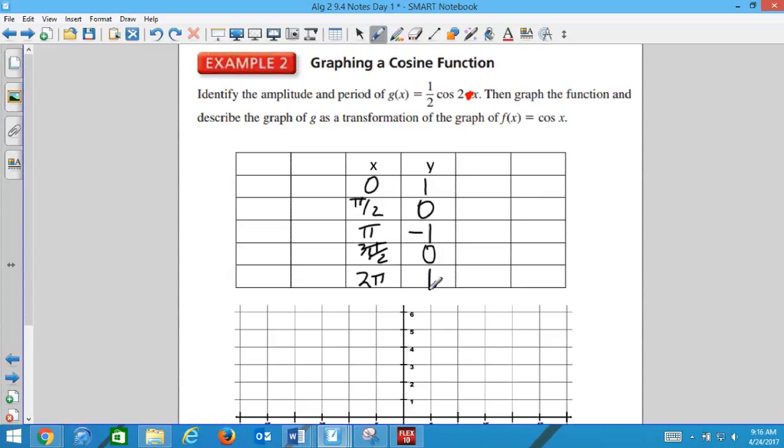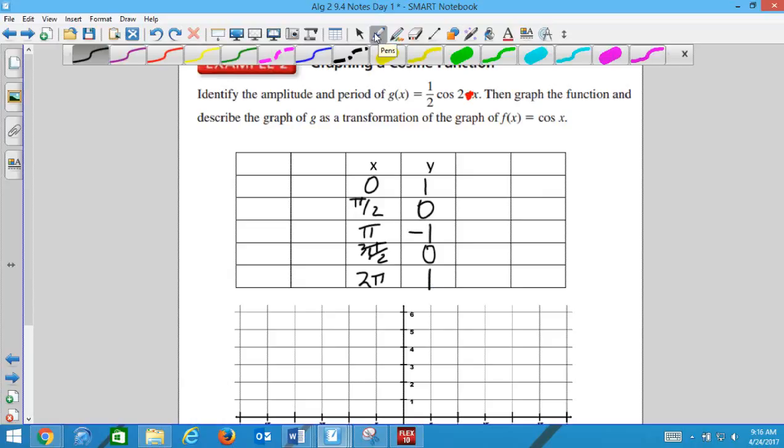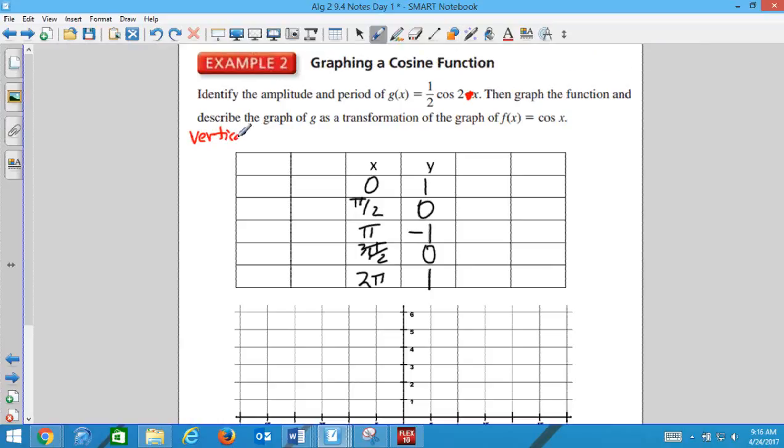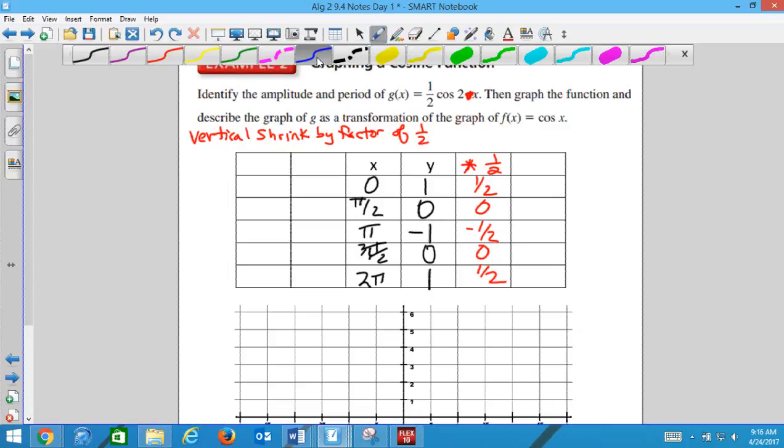Then we're going to look at our transformations. So we have a 1/2 in front. What does it mean if it's in front? It's vertical, but it's a half. Vertical shrink by factor of 1/2. So I'll take my y values and multiply by half. And we have another transformation in this one.